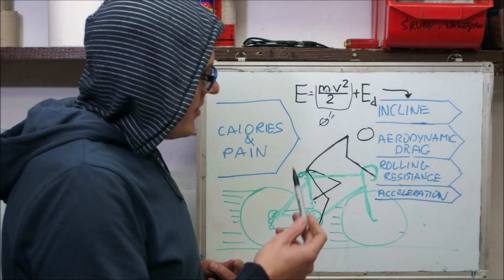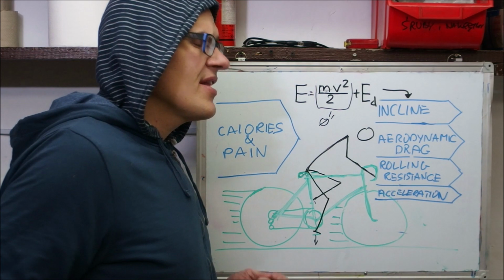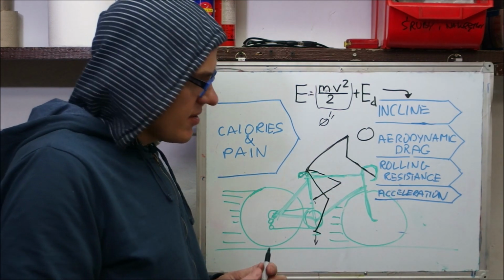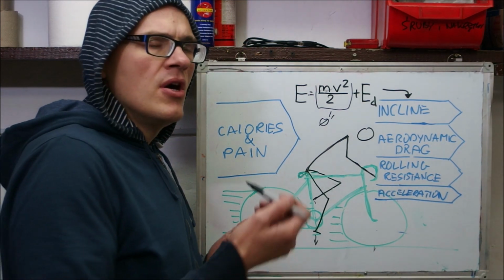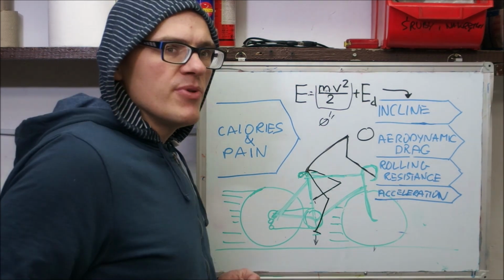Anyhow, the third force to deal with is the rolling resistance, which is an aggregate of all the friction of all the mechanical parts in your bicycles, coupled with friction of the tires through the road. Now, what's the beauty of the GPS?